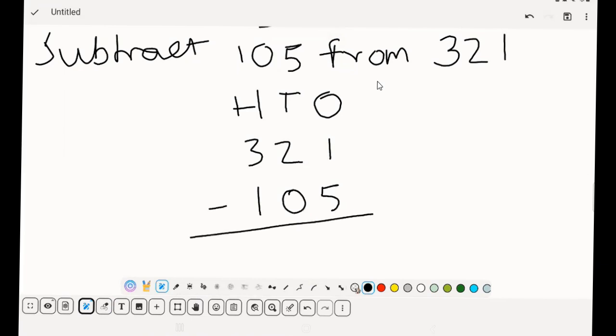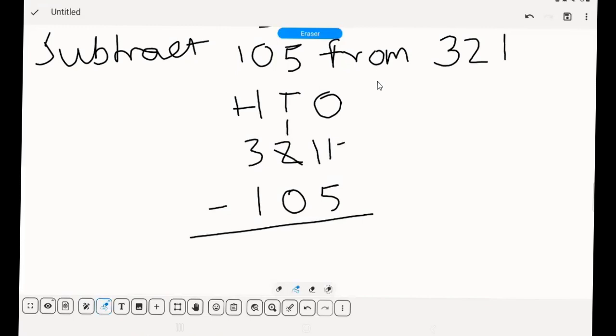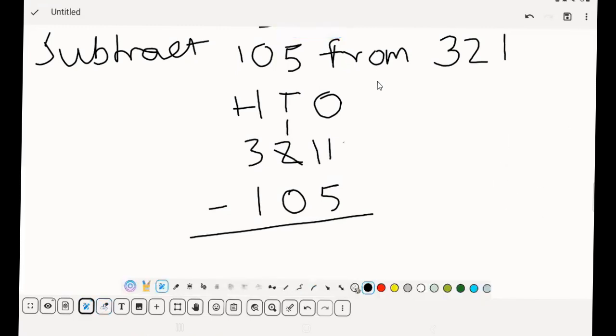Now we need to subtract 5 from 1. We need to borrow. How will you borrow? We will borrow from the tens group, just the adjacent group. The 2 will become 1 and now this 1 becomes 11. We will add 10 to the ones group. Okay, so now we have 11 minus 5.